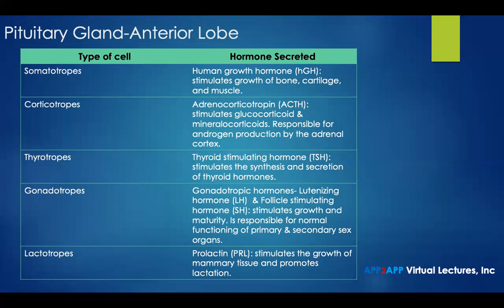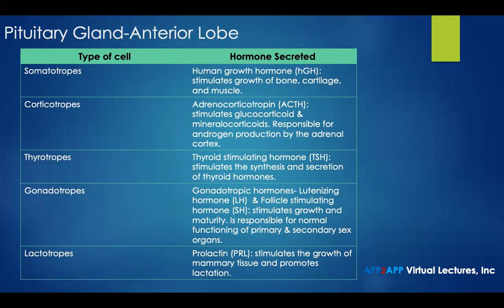Now, the pituitary gland, more specifically the anterior lobe, contains five different types of cells which are responsible for specific hormone secretion. Somatotropes are responsible for the secretion of human growth hormone, which stimulates growth of bone, cartilage, and muscle. Corticotropes are responsible for the secretion of adrenocorticotropin, also known as ACTH, which stimulates glucocorticoids and mineralocorticoids and is responsible for androgen production by the adrenal cortex.